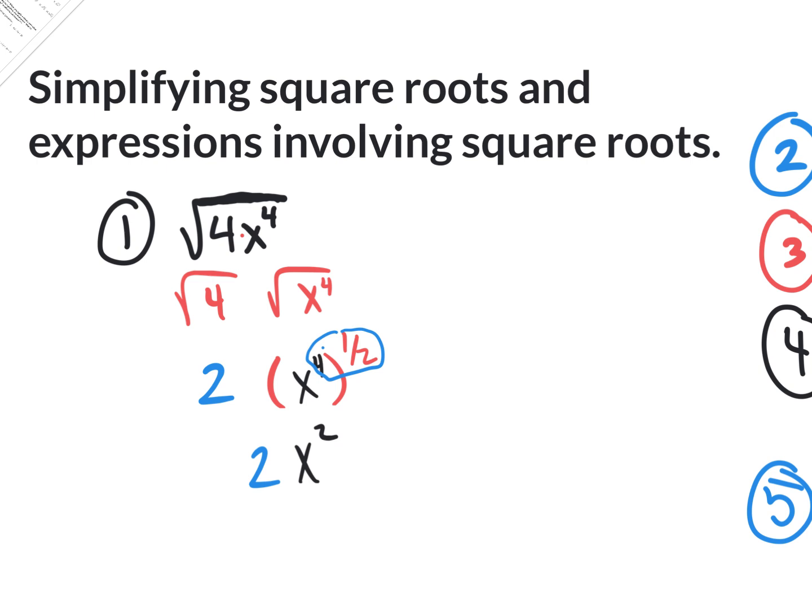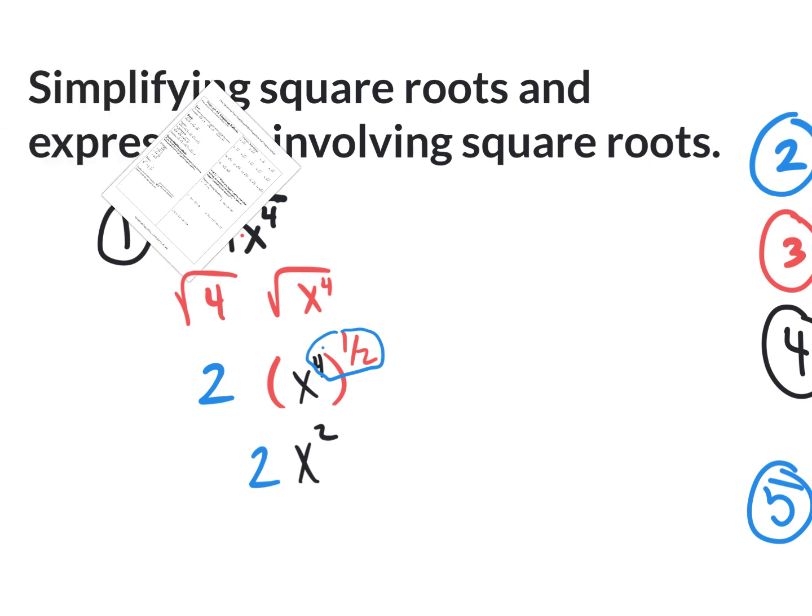Okay. Now, the reality is, if you're taking a quiz or test, once you get good at this, you're going to look at this problem and you're just going to know that the answer is 2x squared. Because you're going to think, okay, the square root of 4 is 2, and the square root of x to the fourth, that's like dividing by 2, so that'd be x squared. So 2x squared is the answer. Any questions there?